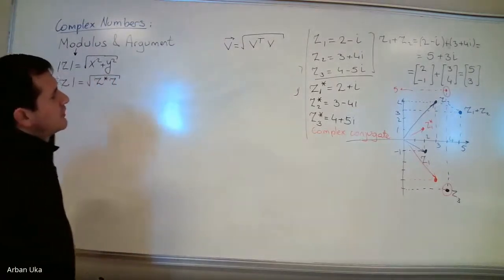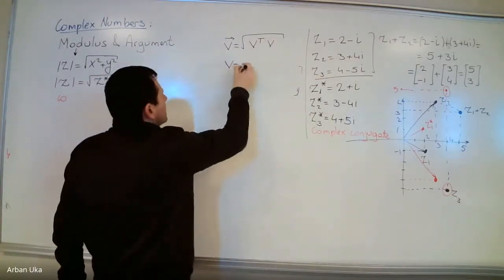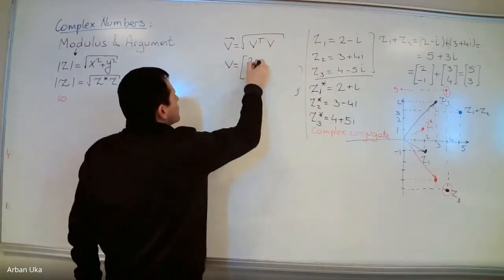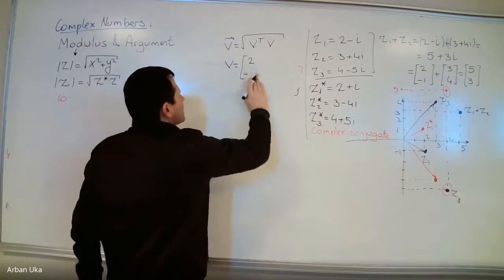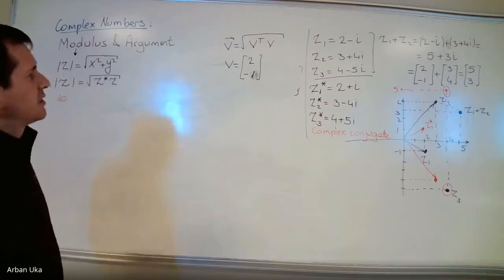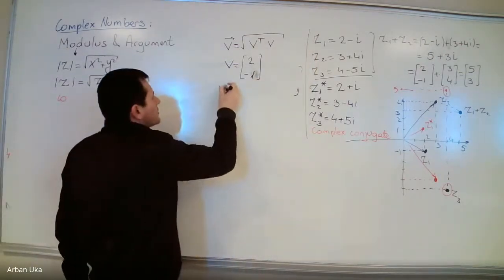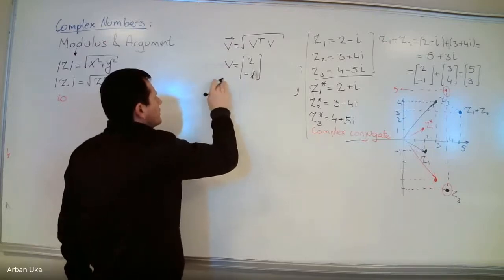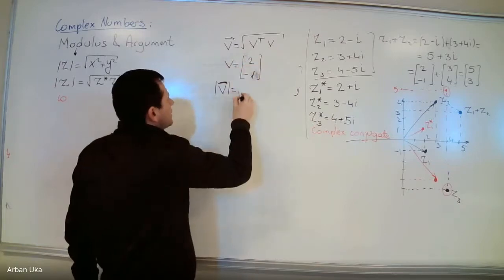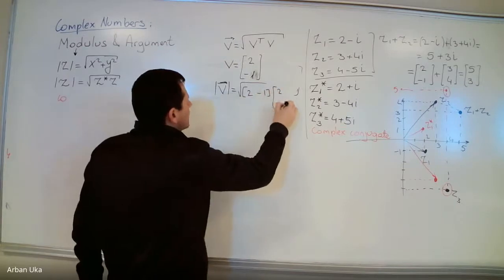So let's assume that vector v is a vector defined by 2, minus 1. This is the vector-like representation of this complex number. And then what is the magnitude of this vector v? We can denote this one here, and the magnitude would be equal to the square root of v transpose times v. V transpose is 2 minus 1, and here we have 2 minus 1.